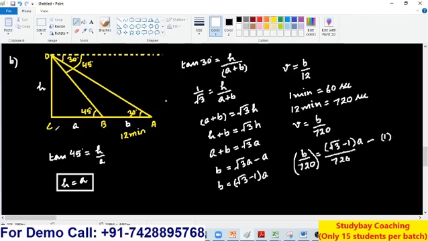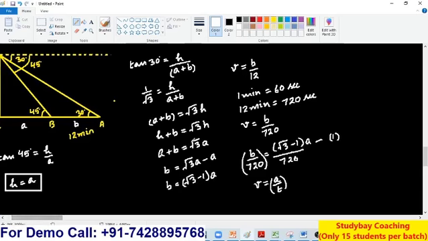Now to travel a distance of a from B to C, let's say again this velocity will remain the same. Why? Because this velocity is uniform. So let's say the time required to travel this distance is t. So this will be equal to a upon t, that will be equal to speed. So that will be equal to root 3 minus 1 upon 720 into a. We can equalize both of them. So a upon t equals root 3 minus 1 into a upon 720.